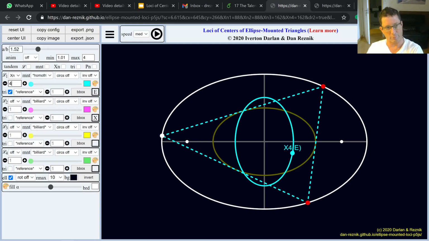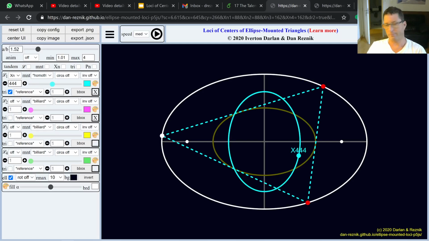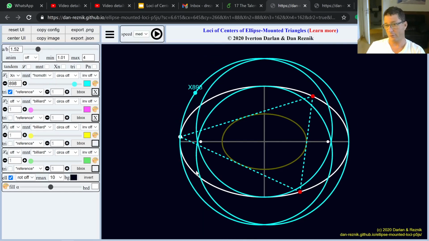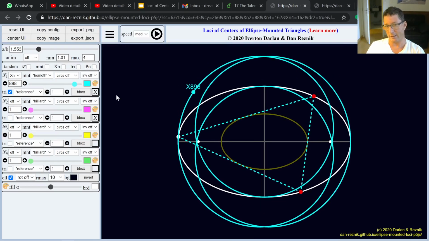So I can go to, for example, 444. What kind of locus does point 444 have in the homothetic pair? It has this locus. So I can go to 898, and I'm going to get something that is self-intersected. Look at how interesting this is. So this is probably the first self-intersected locus we see, and we can analyze that. That's the homothetic; this is over the homothetic triangles.